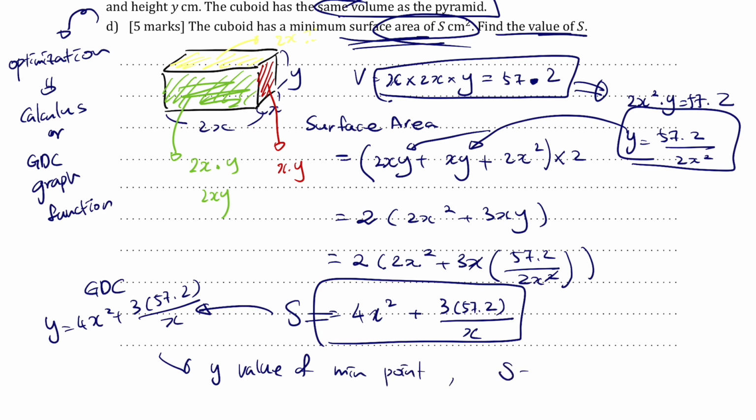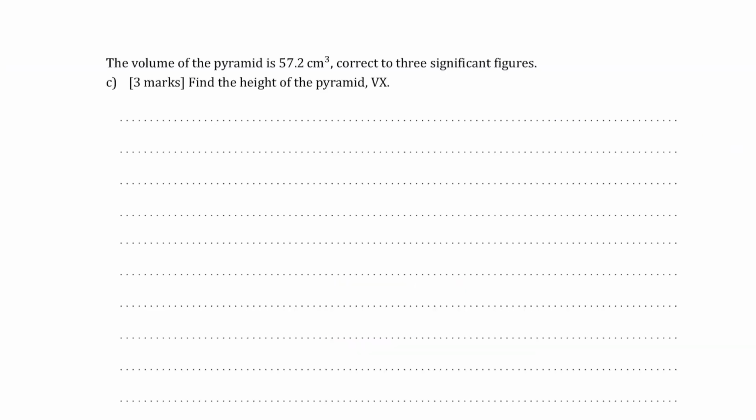Then you get your s value equals to 92.6401, so it's approximately equal to 92.6. Okay, so let's continue with this question. New information is given. The volume of the pyramid is 57.2 centimeter cube, and we need to find the height of the pyramid, right?